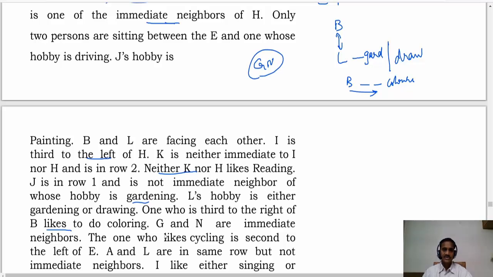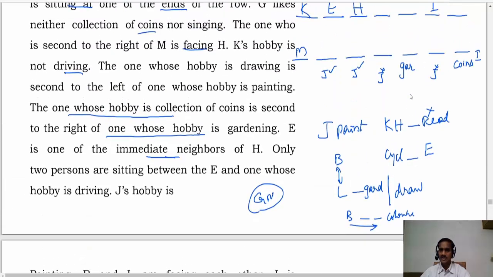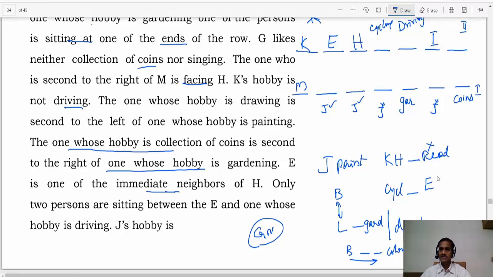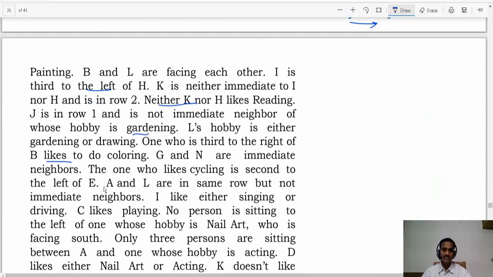The one cycling is seated second to the left of E. Who should be second to the left of E? Wherever E's position is, cycling comes here. Now cycling is here. Cycling is seated second to the left of E.